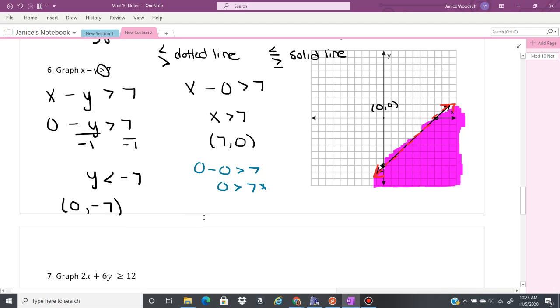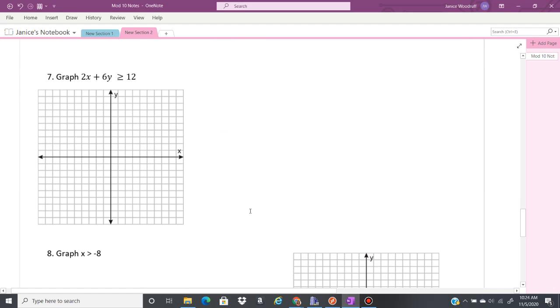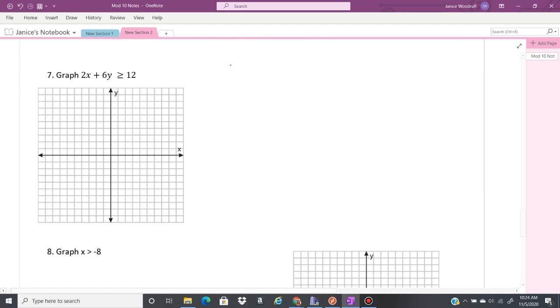All right, and then let's look at number 7. So we're going to do this a different way than we did number 6. It's really up to you which way you want to graph it, but this is one way, using your intercepts. This way, we're going to put the equation in y equals mx plus b form. Okay, so here you have 2x plus 6y is greater than or equal to 12.